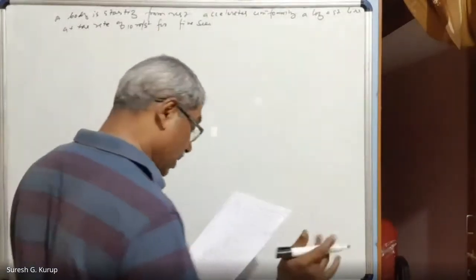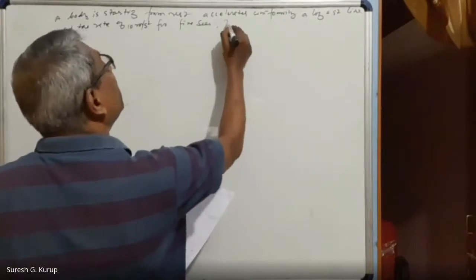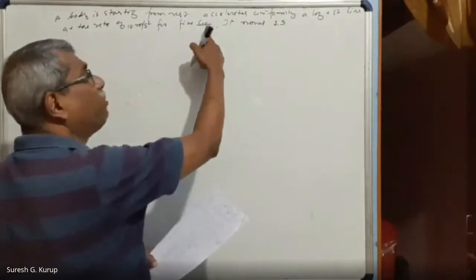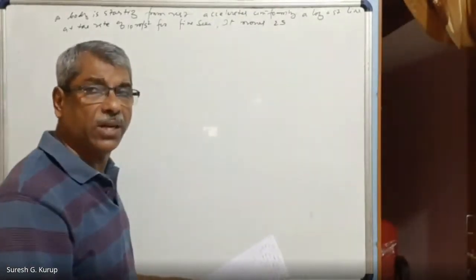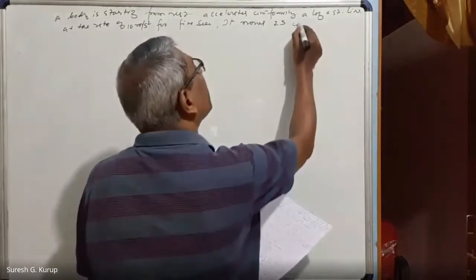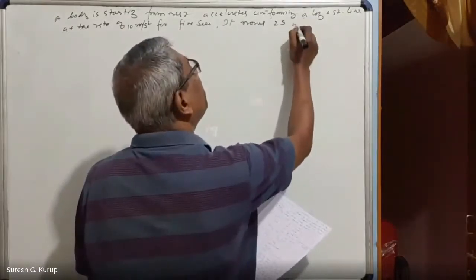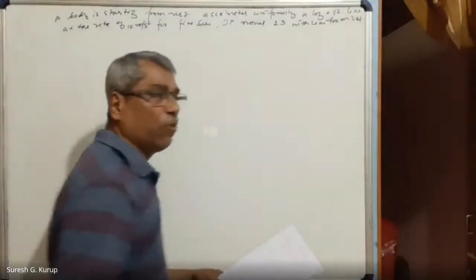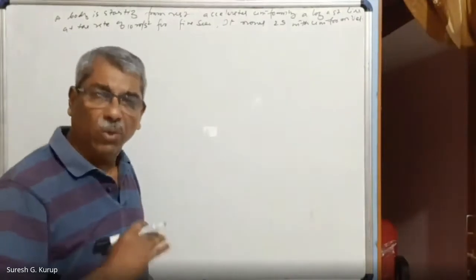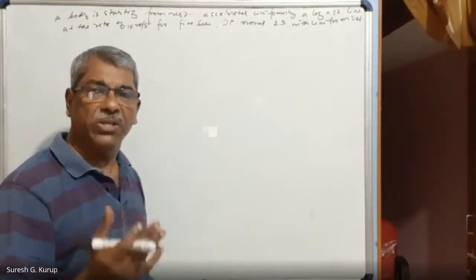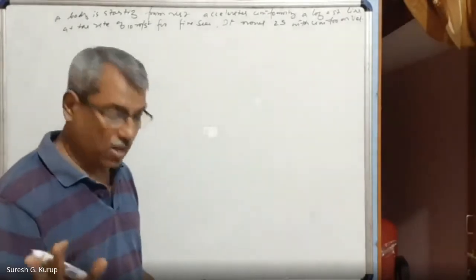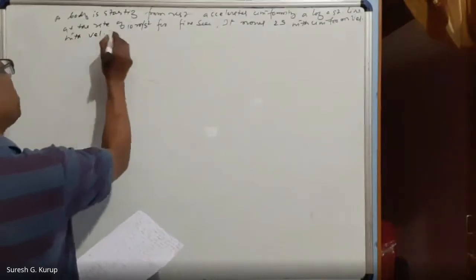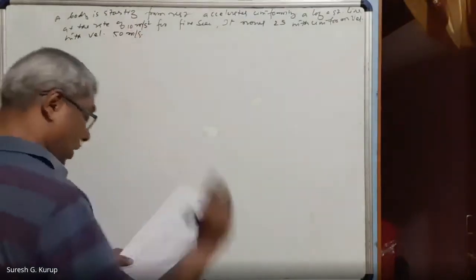For the first 5 seconds it is uniformly accelerating. After that, for the next 2 seconds, the body moves with uniform velocity. So 2 conditions are over, with the velocity 50 meter per second.